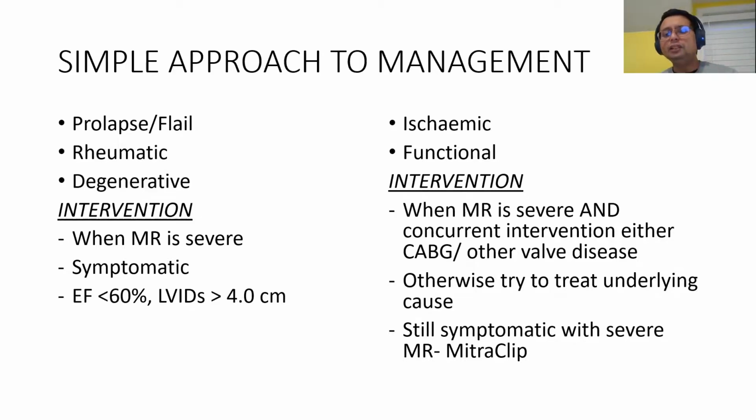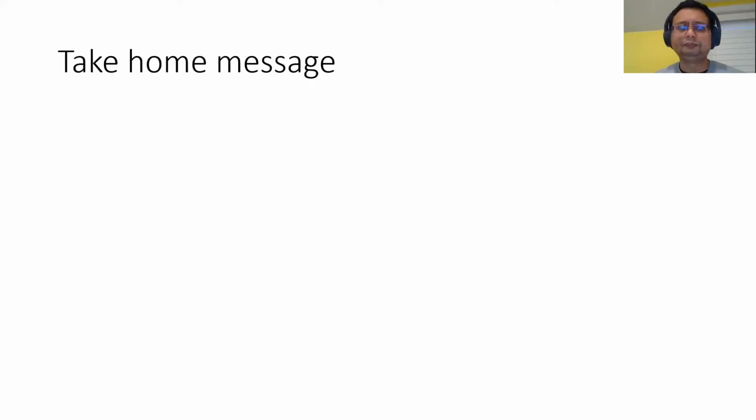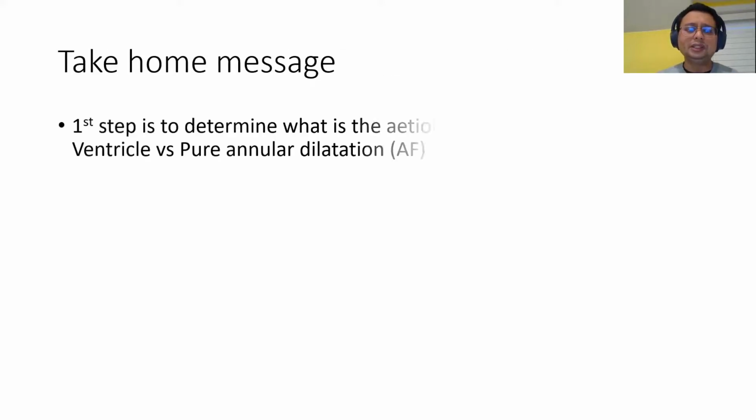In ischemic and functional MR, the problem is with the left ventricle, so we try to correct the left ventricle first. Unless we have another concomitant operation, in which case if we have severe MR, we also repair the mitral regurgitation. In all these conditions, if the patient is not fit for surgery, you can consider mitral clip. So this is my take-home message.